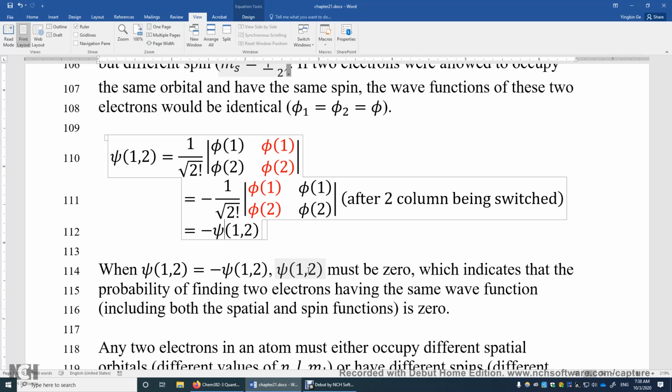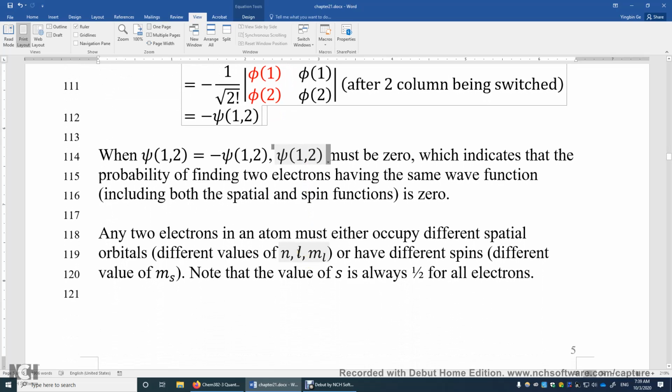If you have 2 hydrogen atoms, it's possible for the 2 electrons, one in each different hydrogen atom, to occupy the same 1s orbital and with the same alpha spin. It's just because the 1s orbital in the first hydrogen atom is different from the 1s orbital of the second hydrogen atom. They have different centers.